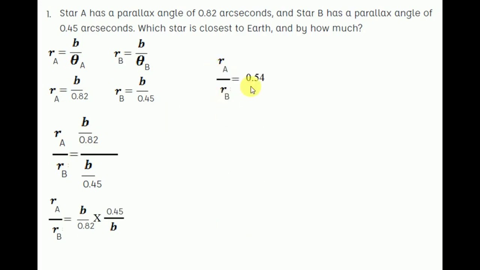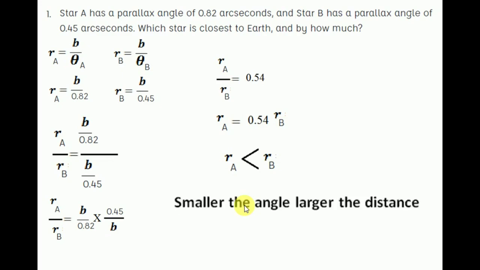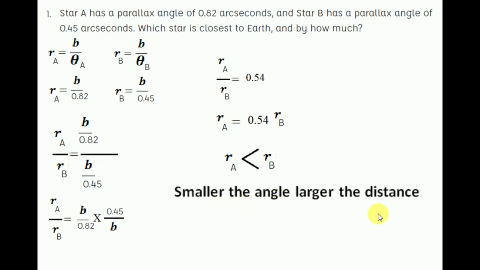you will get RA by RB is equal to 0.54. So RA is equal to 0.54 RB. So out here you can see RA is almost half of the RB. So that means RB is greater than RA. So from here we can conclude that smaller the angle, larger the distance.